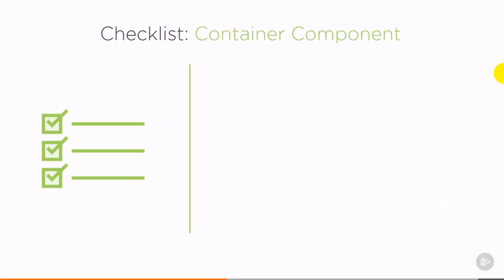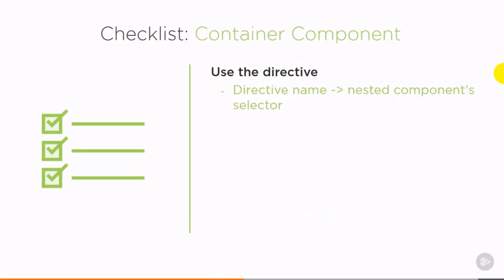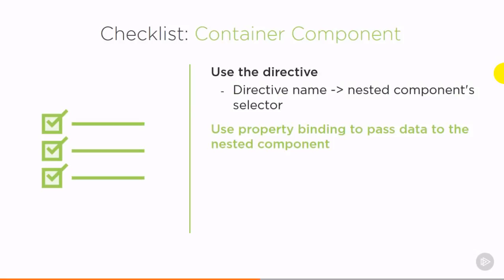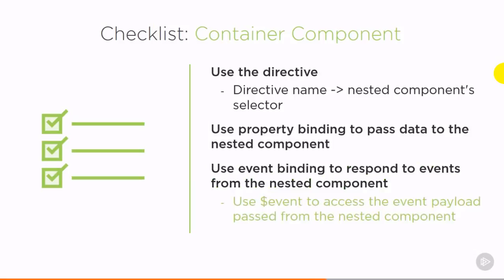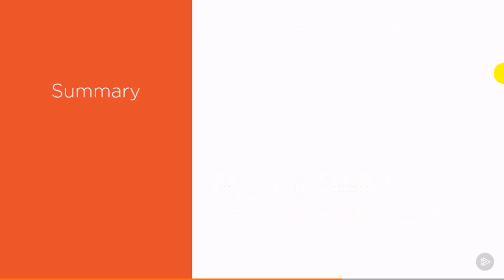In a container component's template, use the nested component as a directive. For the name of the directive, see the nested component's selector property. Use property binding to pass data to the nested component. Any property of the nested component that is decorated with the input decorator can be used as a binding target. Use event binding to respond to events from the nested component. Any event that is decorated with the output decorator can be used as the binding target. And use $event to access the event payload passed from the nested component.